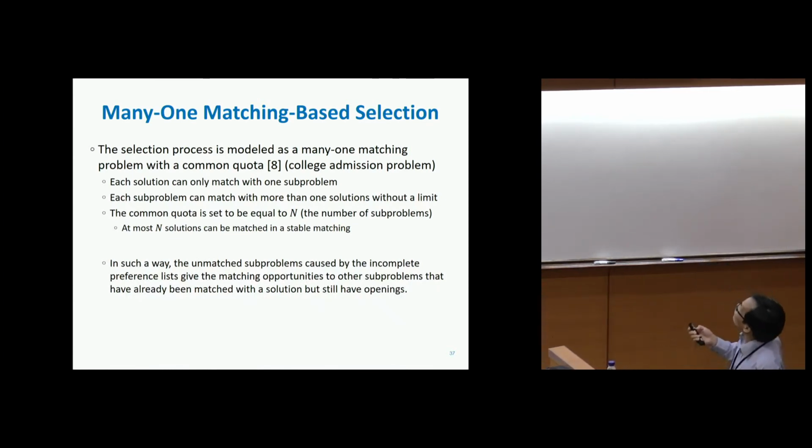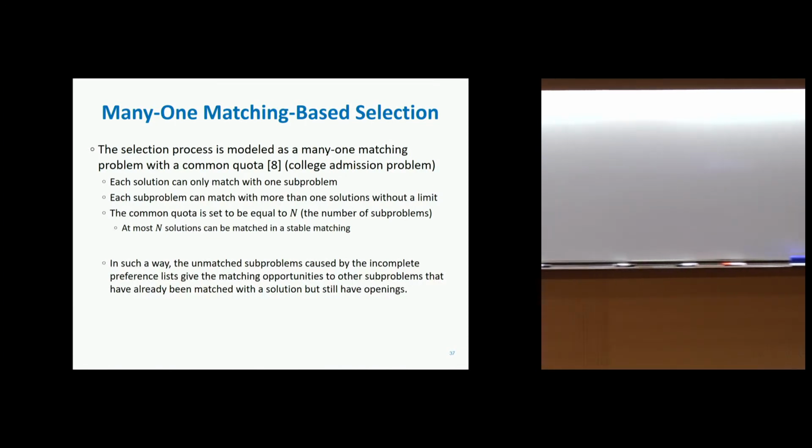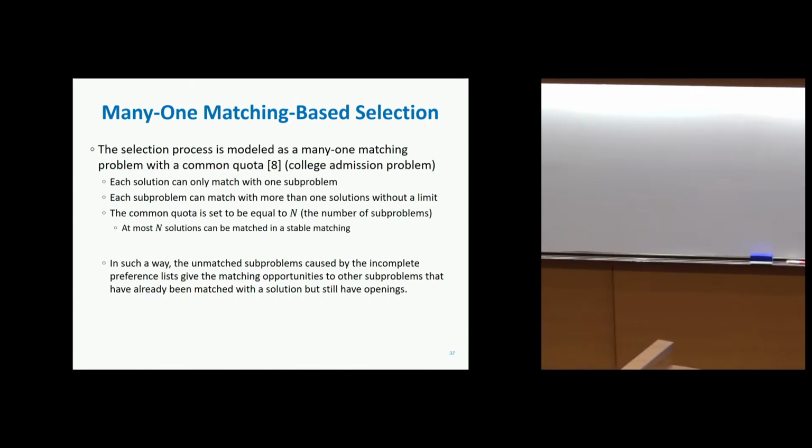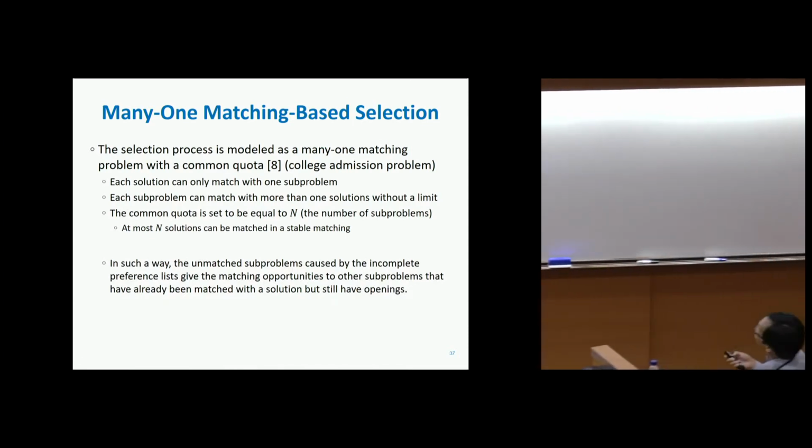So we modify the problem to many-to-one. In this case, each solution can only match with one subproblem. Each subproblem can match with more than one solution, up to a quota, which depends on how many places you have, in the terminology of college admission. In such a way, we ensure that the unmatched subproblems caused by the incomplete list are given matching opportunities with other subproblems.